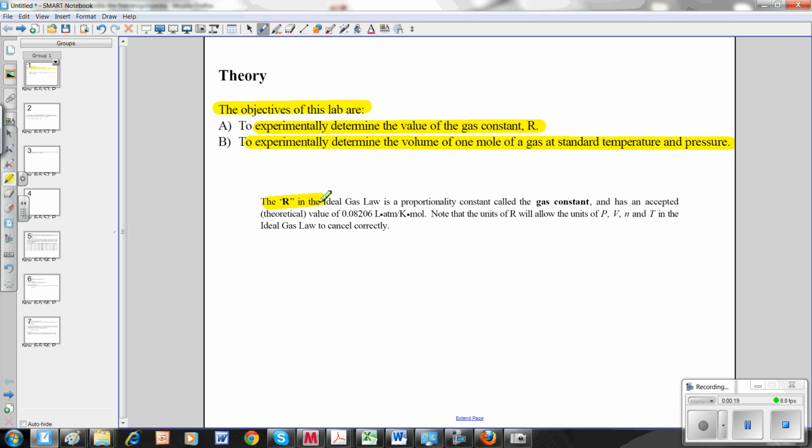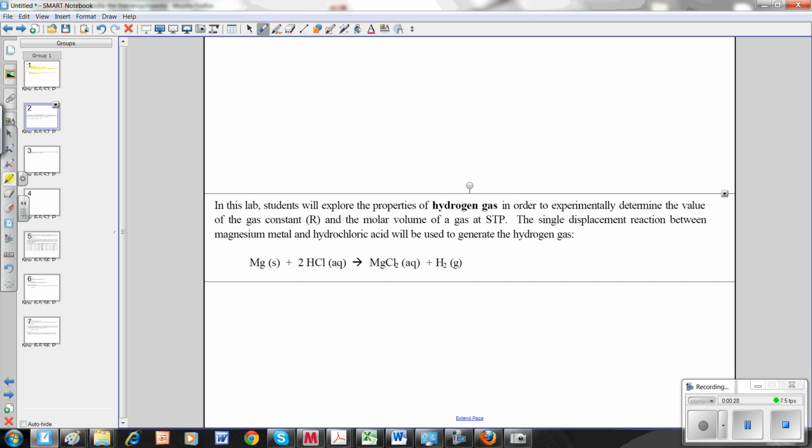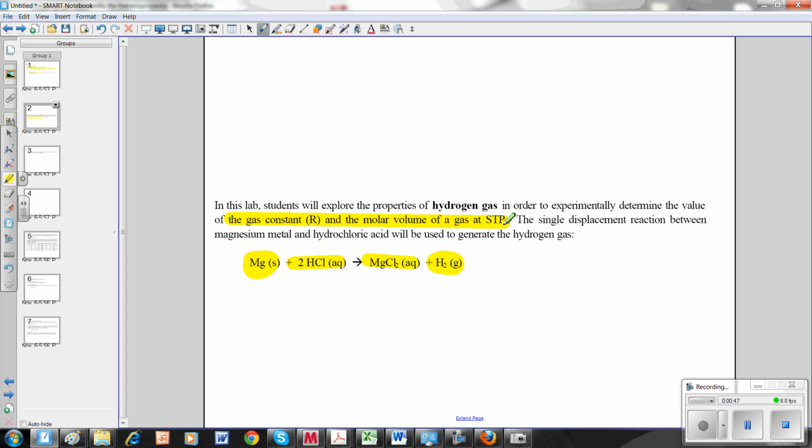pressure. Remember R, the ideal gas constant when we did the gases, is 0.0821 rounded off, and there are the units for R. So what do we need to do? Well, the first thing we did in the lab is we took magnesium, we reacted with hydrochloric acid, produced MgCl2 and hydrogen gas. The hydrogen gas is what we caught in the tube and measured, and those things will allow us to do the two calculations, gas constant R and the molar volume of a gas at STP. So if you follow along with your data, stop the video when you need to do your calculations. You should be able to complete the lab in no time at all.